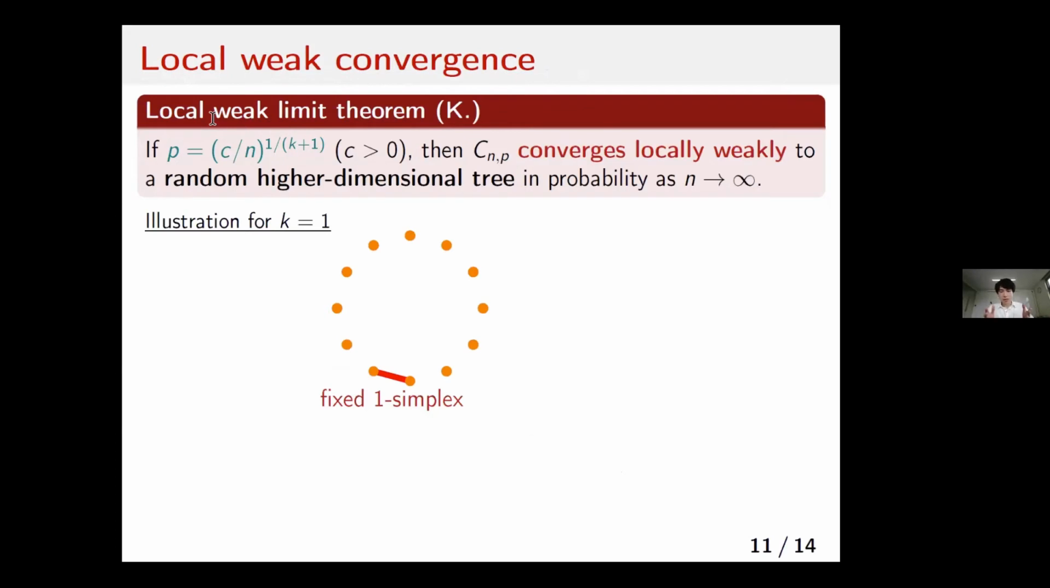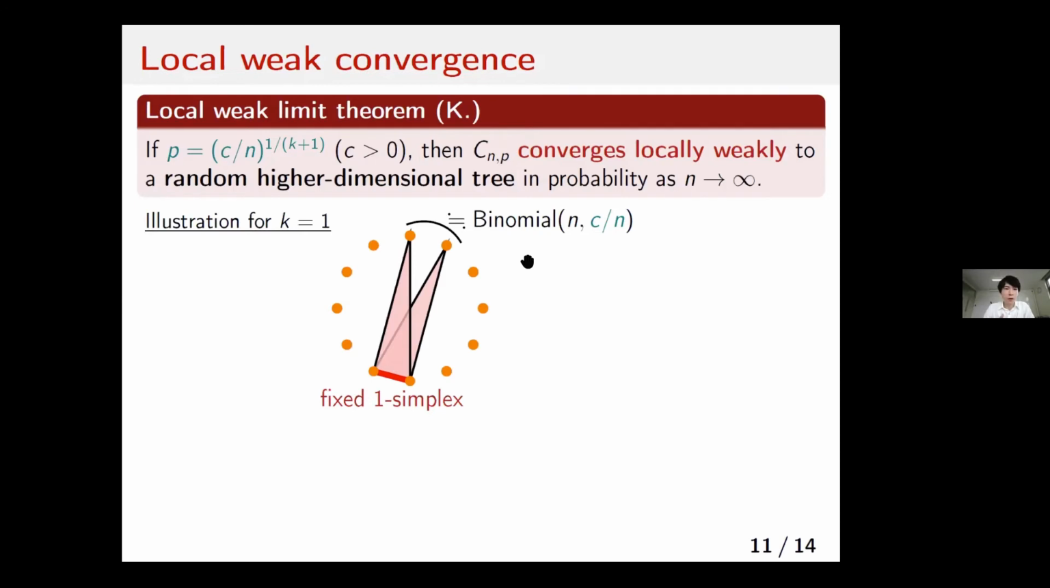Roughly speaking, the theorem says the following. Under this parameter setting, the random clique complex C and P converges locally weakly to a random higher dimensional tree in probability. I'll explain the key point by the illustration for k equal to 1. For each fixed 1-simplex, there are a binomial number of 2-simplices containing it.